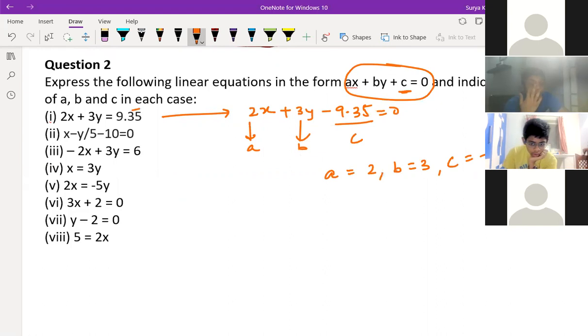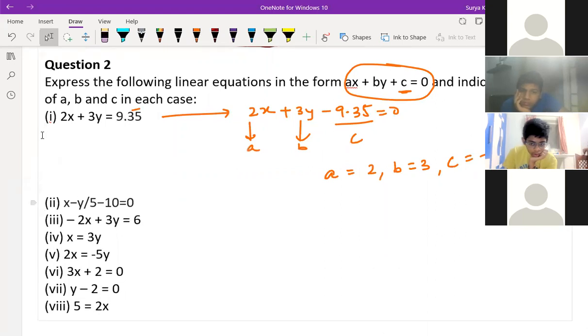Yes, sir. Could you explain the second one? Yeah, I'll explain everything, right? Okay, sir. I'll explain one by one. One minute, children.